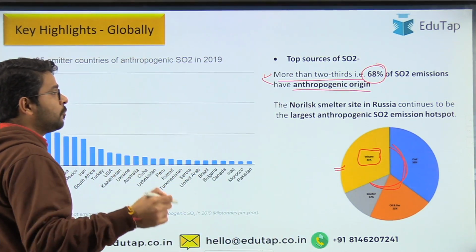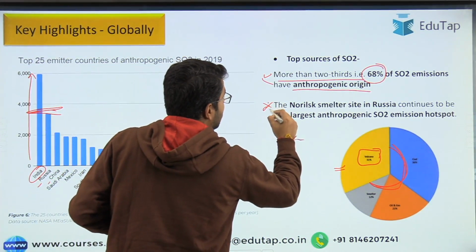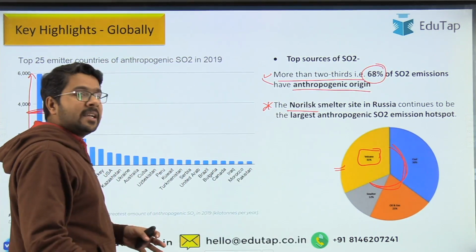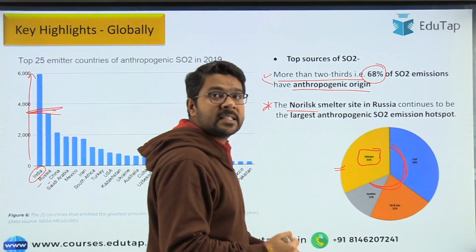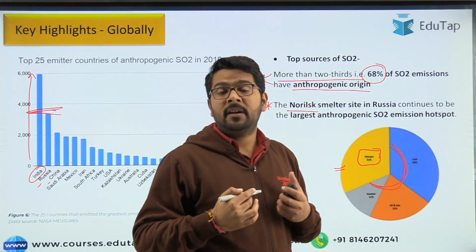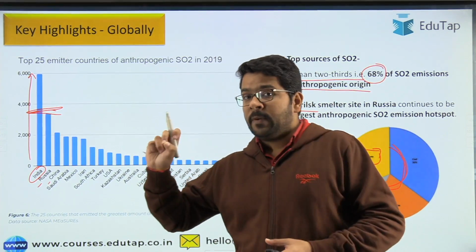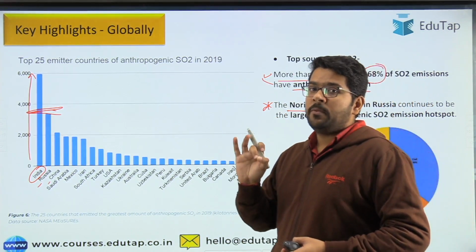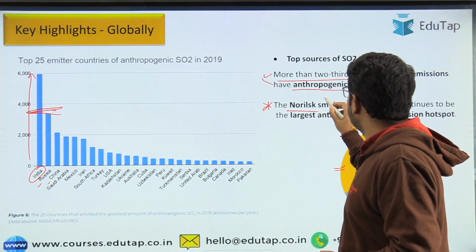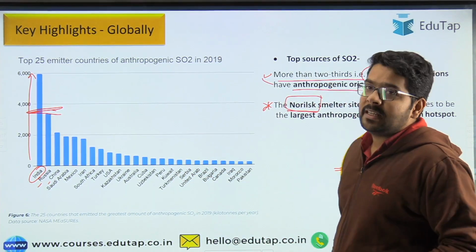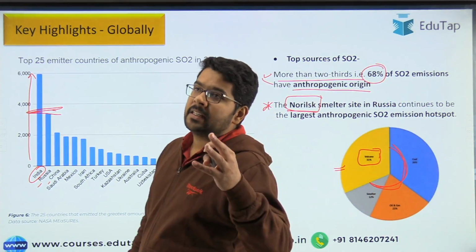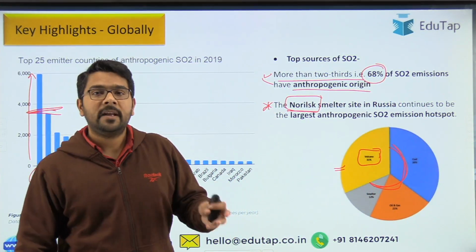Then guys, there is one more point: the Norilsk smelter site in Russia is the largest contributing site in terms of SO2 emission. So which is the largest hotspot in terms of emission of SO2? The answer is the Norilsk site in Russia. This is the largest emitter of SO2.